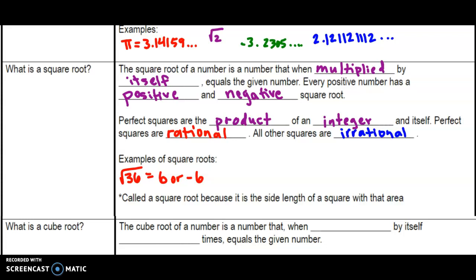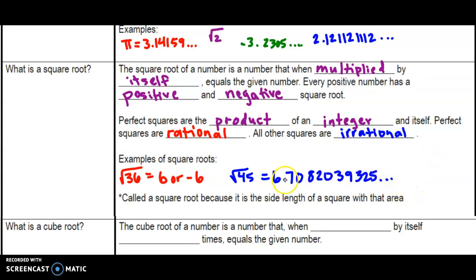But if we had something like the square root of 45, if I put that in my calculator, it gives me 6.7082039325. Some calculators end there, but really this would go on forever without repeating.